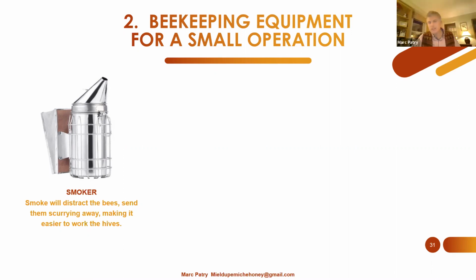So just the basic equipment, a smoker, right? The smoker kind of distracts the bees. When they sense it, they scurry away. They fill themselves with honey. They're maybe thinking they might have to abandon the hive, kind of thing. So they tend to not think about stinging. And it's also kind of like shooing them away. If you want to look at something and it's covered with bees, you just put a bit of smoke and they'll go away. So that's a very practical little tool.